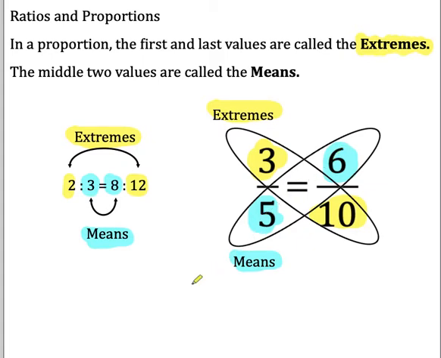Okay? Now, let me highlight means in blue there. So the reason that we care about these extremes and means is because there's a really neat thing that happens when we compare the extremes and means of proportions. And I actually want you to look at these and see if you notice anything. Pause it if you want to take an extra moment. Look at the means and extremes and compare them. See if you notice any patterns before I move on.